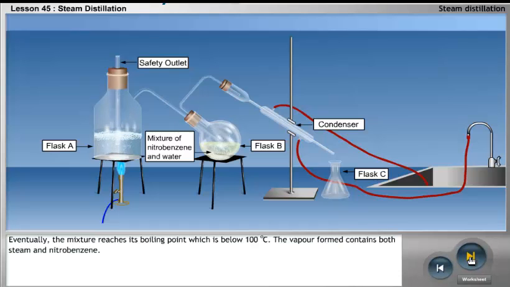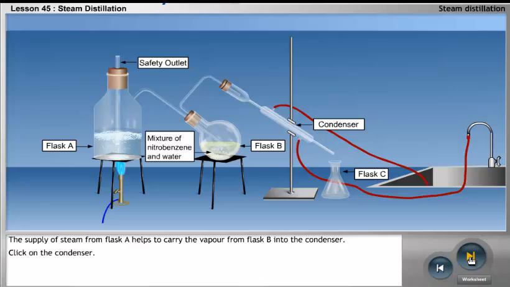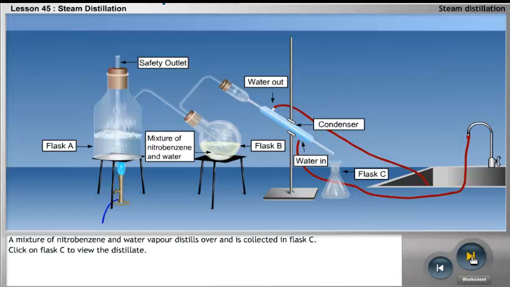Eventually, the mixture reaches its boiling point, which is below 100 degrees Celsius. The vapor formed contains both steam and nitrobenzene. The supply of steam from flask A helps to carry the vapor from flask B into the condenser. Click on the condenser. A mixture of nitrobenzene and water vapor distills over and is collected in flask C.